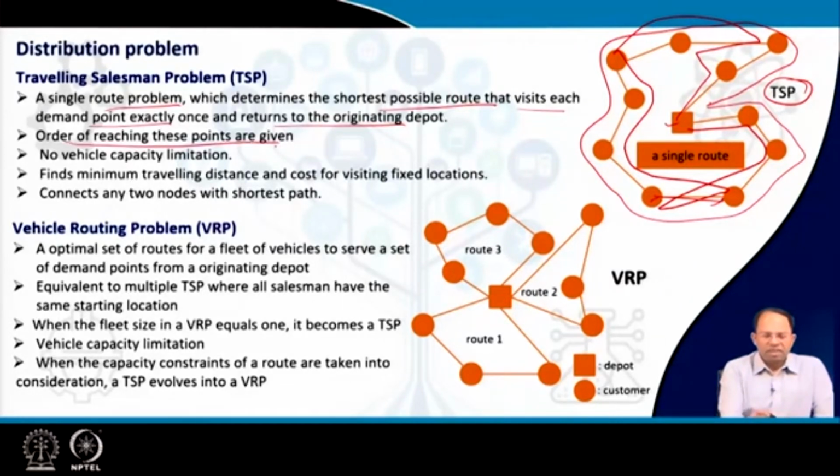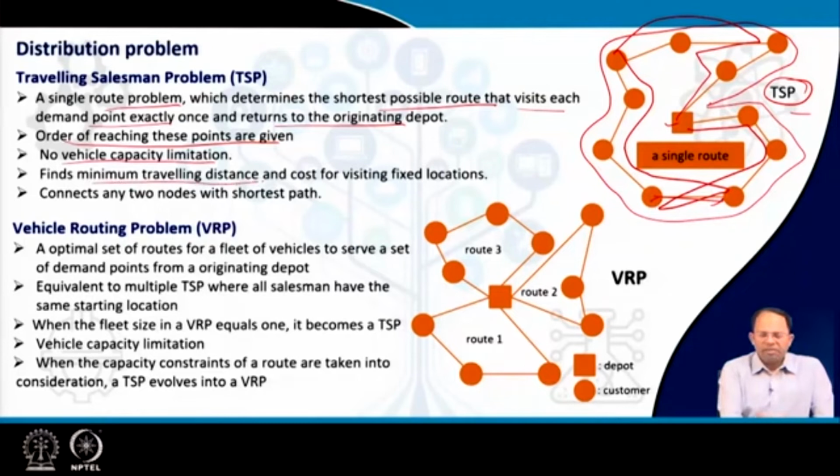Ordering of reaching these points is given. So the sequence in which we would reach these points is given. There is no vehicle capacity limitation being considered in TSP, because one vehicle has to go and reach all these particular points. So there is no point of a vehicle capacity restriction.